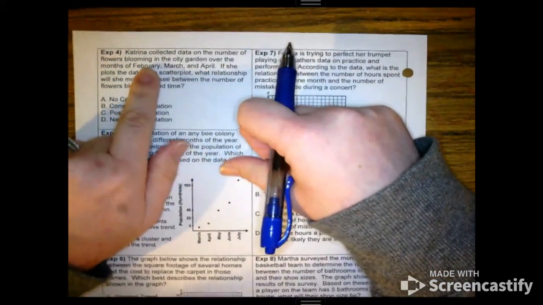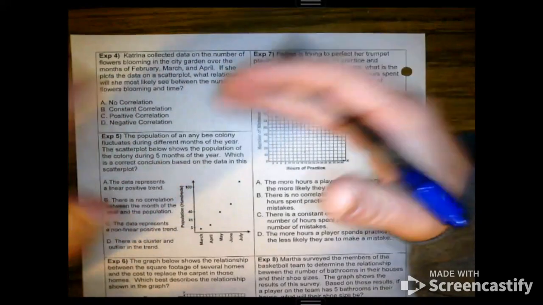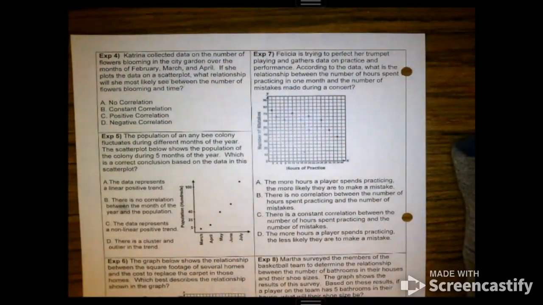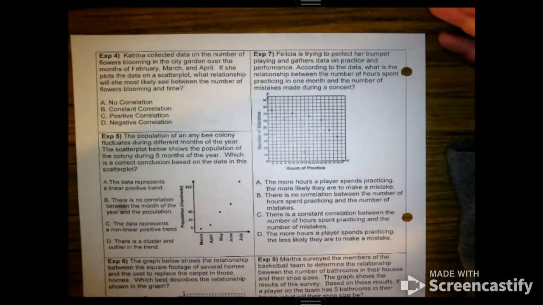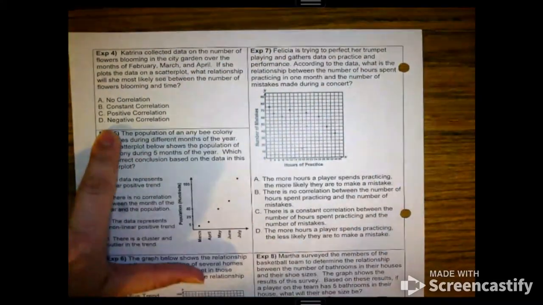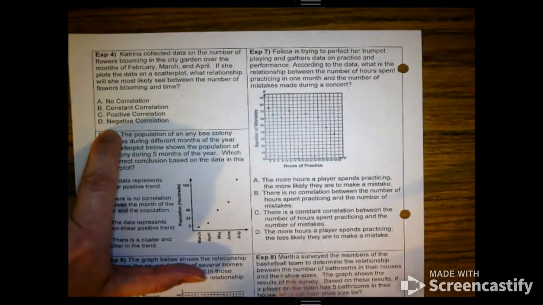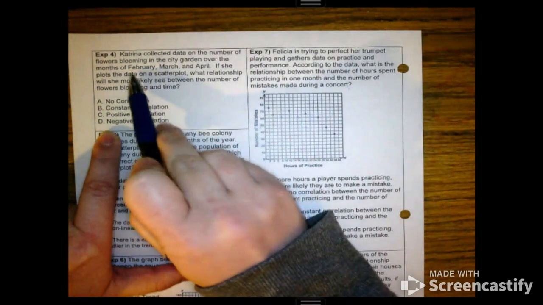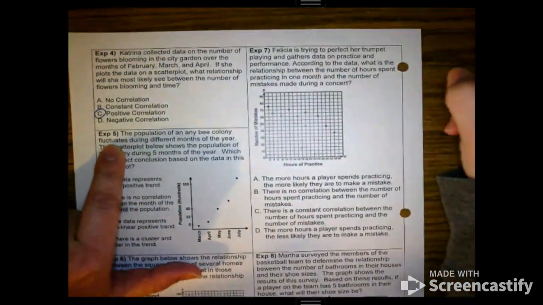Okay, so let's think about this really quickly. Flowers blooming in February, March, and April. Positive. Why do we think it would be positive? Because they keep going. It gets warmer with our months. February's still pretty cold, right? Typically. And then it gets a little bit warmer, and then it's really spring. Because we're talking typically, should the amount of flowers blooming go up? Yes. So it would be positive.